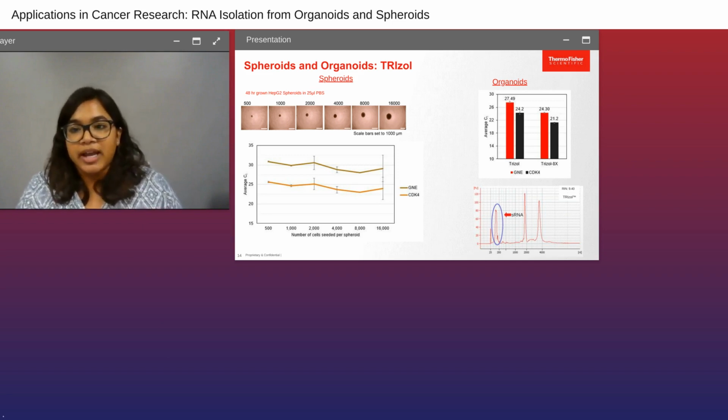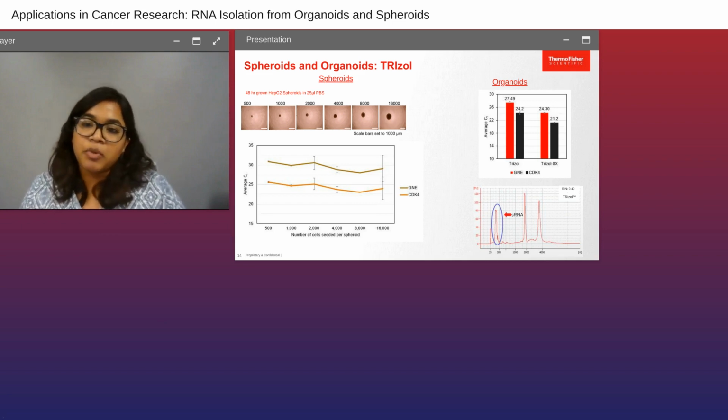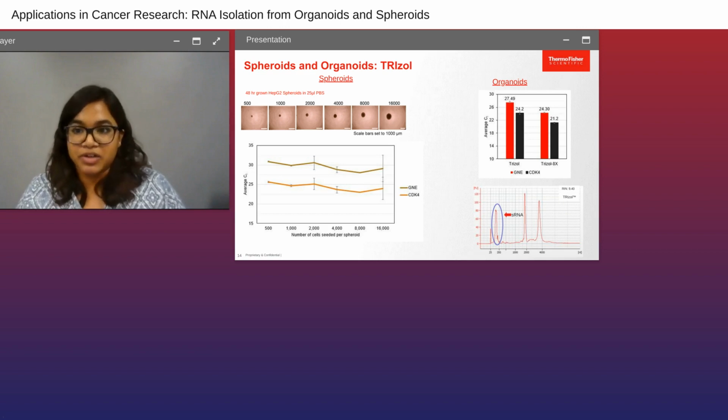For organoids on the right, there's average CT on the y-axis and the number of samples on the x-axis. So the left bars are Trizol and the right bars, red and black, are 8 organoids pooled together and then extracted. And you can see that there is about a 3.3 CT difference when you pool 8 organoids together. So we can see linear recovery. On the bottom, it's an Agilent trace. That's an electropherogram, and you can see that the Trizol gives pretty good RIN values at 9.4.